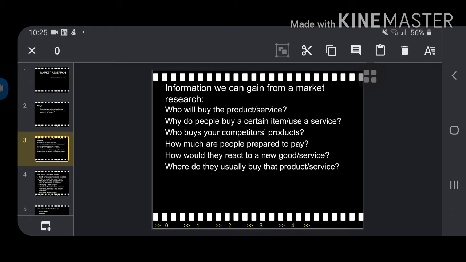Okay, the next one is you also can gain information about where they usually buy that product or the service. Do they buy online? Do they order online? Or do they go to a certain mall or to a certain shop, physical shop, to buy the product? You will also learn this from your market research.